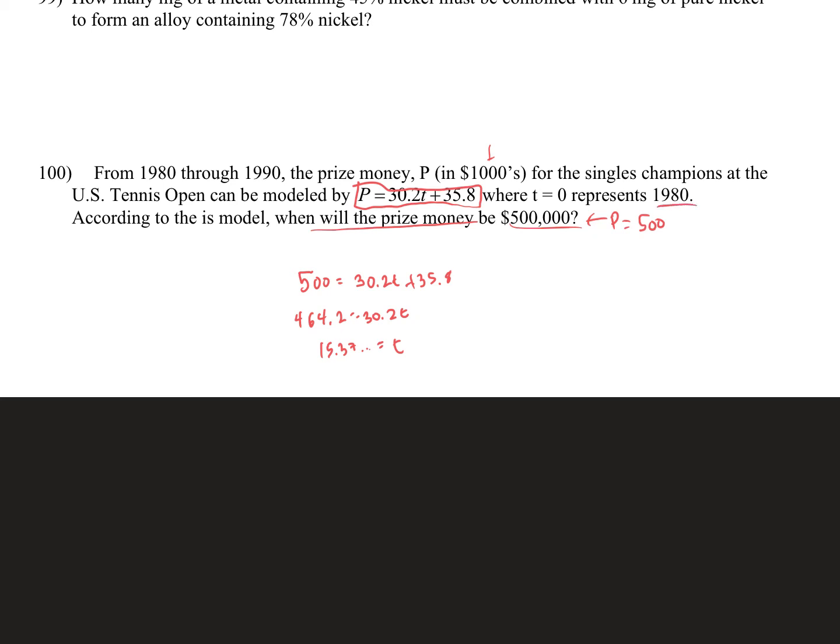So we started in 1980. Sometime during that 15th year, when it hits, so think about this. Time being 1 would be 1981. Time being 2 would be 1982. So we're going to take these 15 years, add it to 1980, and it's going to be sometime during that year. So sometime during the year 1995 is when it would occur.